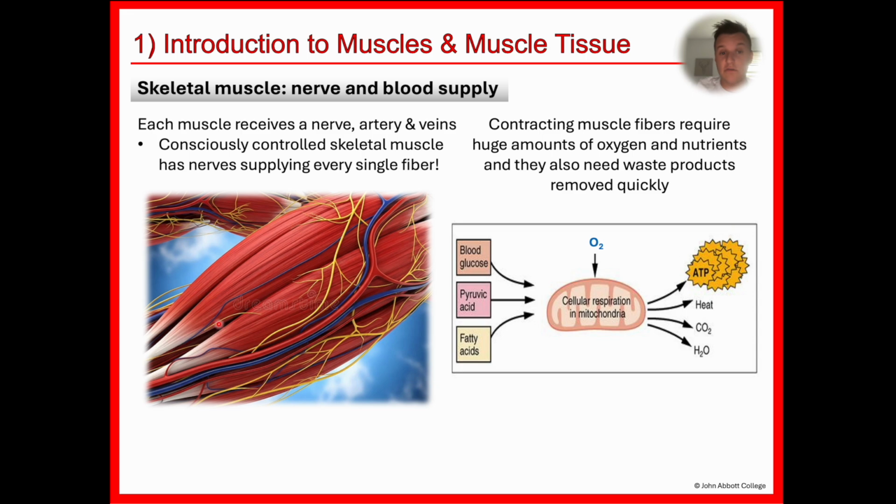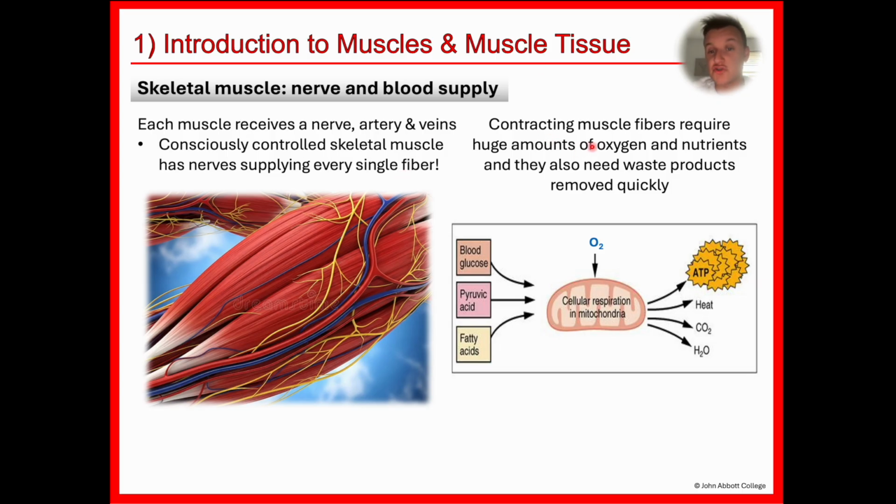Arteries and veins, all your muscles need constant oxygen and fuel, glucose, fat, whatever it may be, to burn and make ATP, right? So this is very crucial. So this is consciously controlled. Consciously controlled skeletal muscles, right? They have nerves supplying every single muscle fiber. Every single muscle cell has a neuron that goes down to it. That's how important it is to send these nerves.